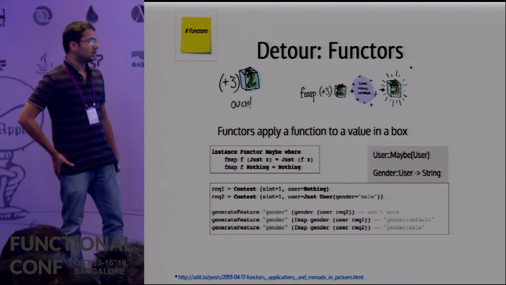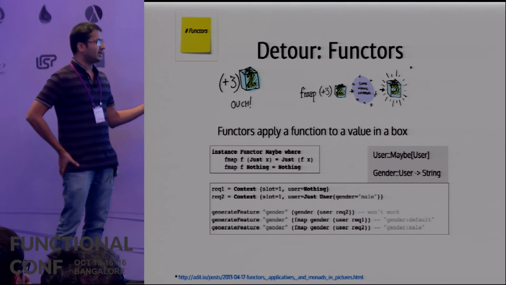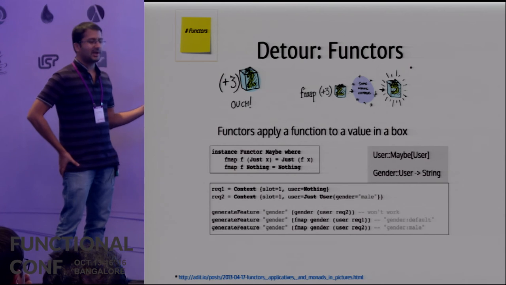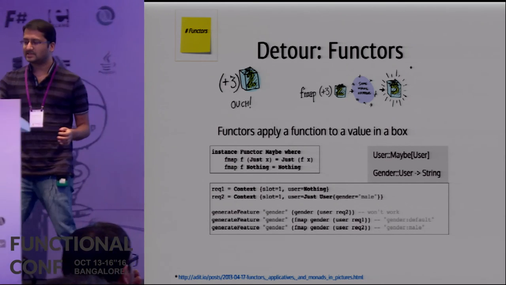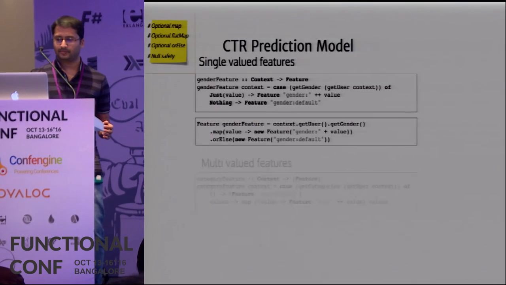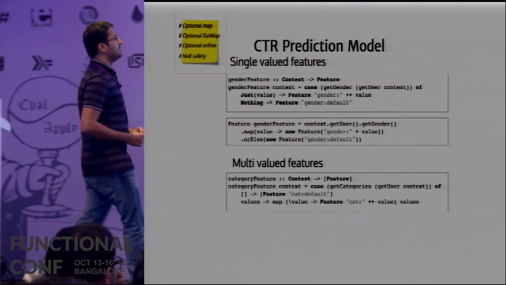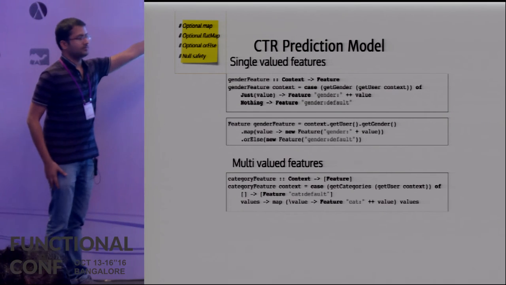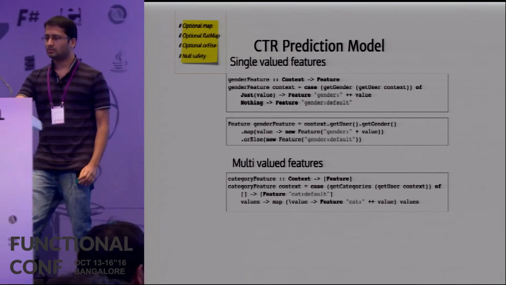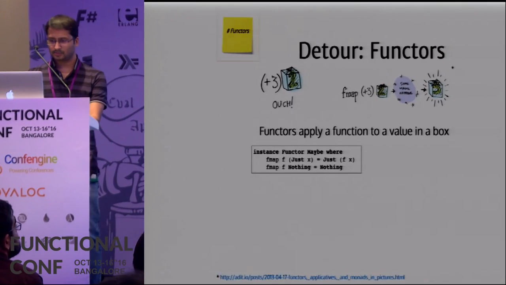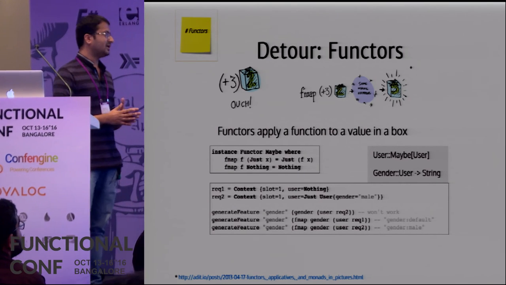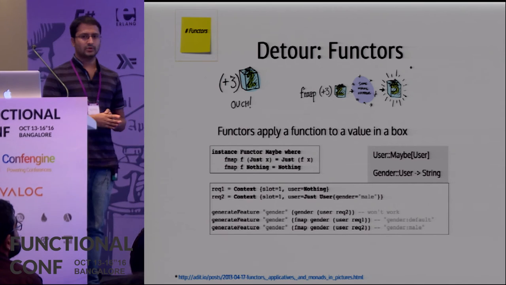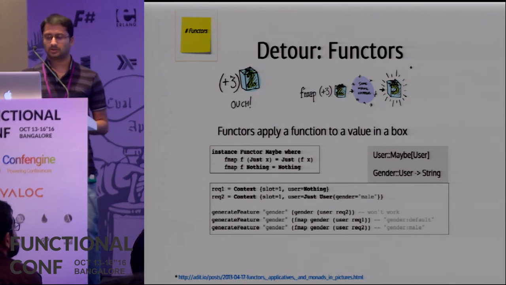One way to make it work is to apply fmap on it. So fmap is going to help you apply the gender function on a maybe user. That is exactly what we have tried here when we did a map function on the gender. This is going to work for both kinds of requests, with or without a user, and generate the corresponding model features.